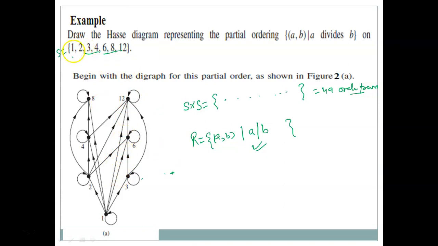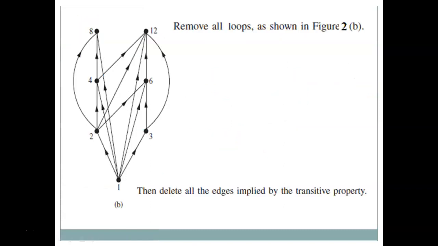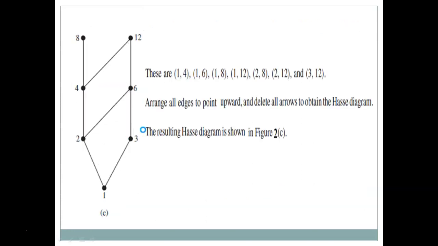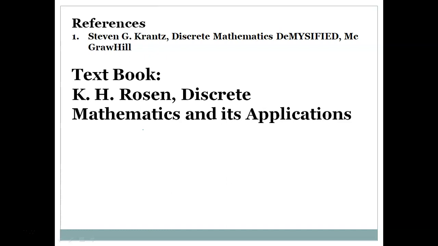Similarly, you can relate 2 with other elements. 2 with 1 cannot be related because 2 does not divide 1. In the same manner, 2 does not divide 3, but 2 divides 4. So there is a line from 2 to 4, but there will not be a line from 2 to 1. There is no line from 2 to 3 because 2 does not divide 3. In this manner, construct this type of directed graph, and from this directed graph, if you omit the loops you get this representation. If you omit the edges due to the transitive property, we get the final representation in this form. So this is the Hasse diagram for that partial ordered set.